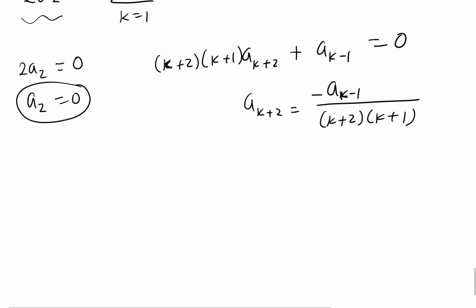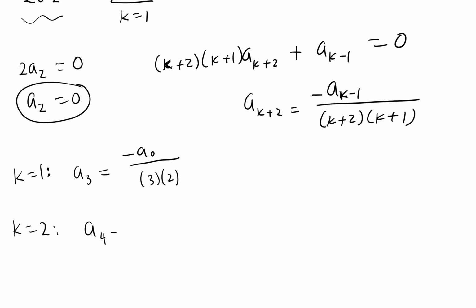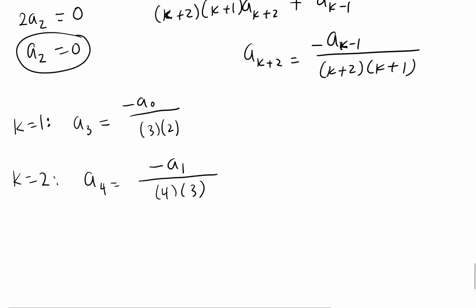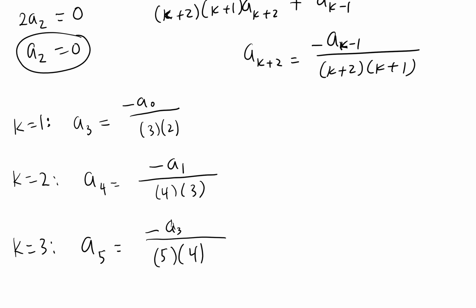Okay, so now we can pick values for k. So when k is 1, what do we get? We get a sub 3 equals negative a sub 0 over 3 times 2. If we take k equals 2, what do we get? A sub 4 is negative a sub 1 over 4 times 3. You can start like this first. K equals 3, you get a sub 5 equals negative a sub 2 divided by 5 times 4. No, this is 2 here.